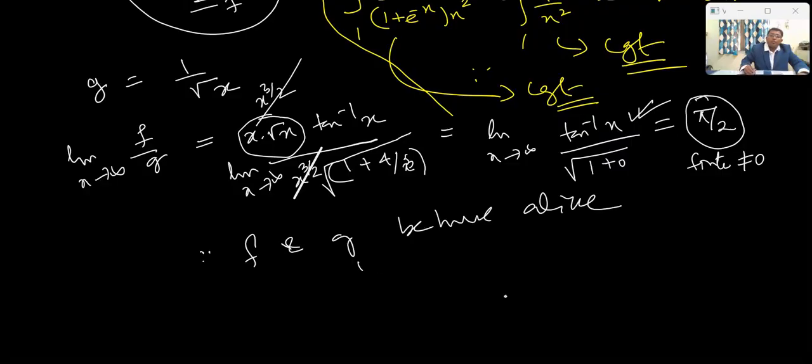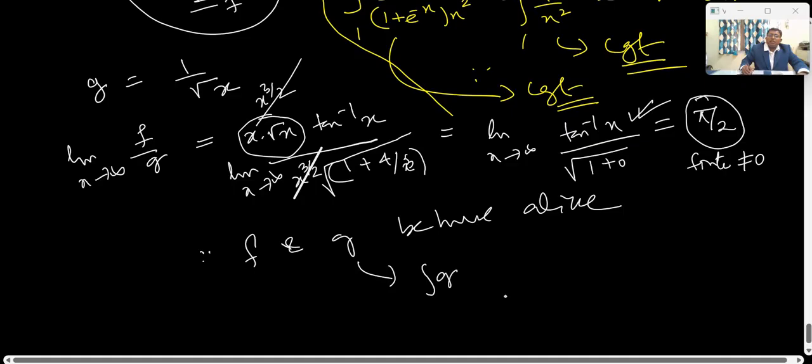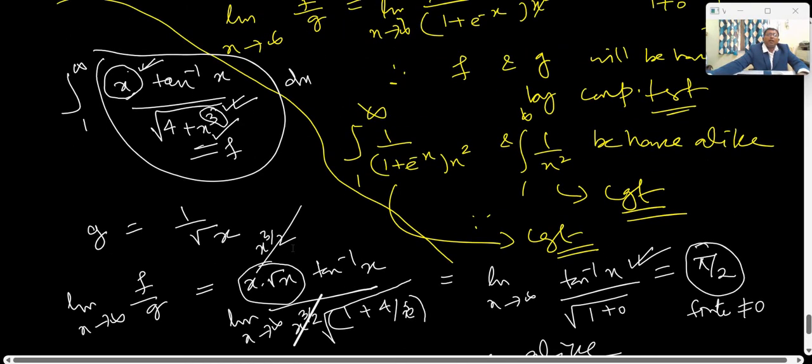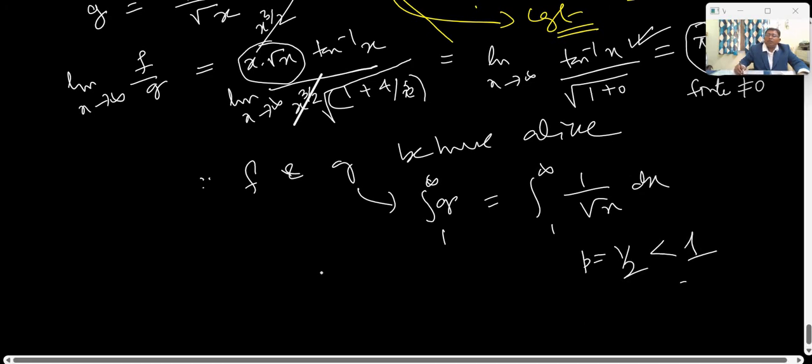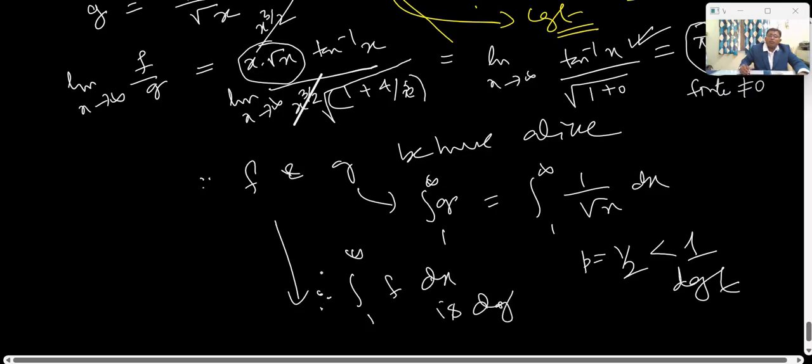But what happens to this integral of g? The integral of g from 1 to infinity is the integral from 1 to infinity of 1 by root x dx. So p is equal to half, which is less than 1. So this is divergent. Therefore the given integral of f from 1 to infinity is divergent by the comparison test.